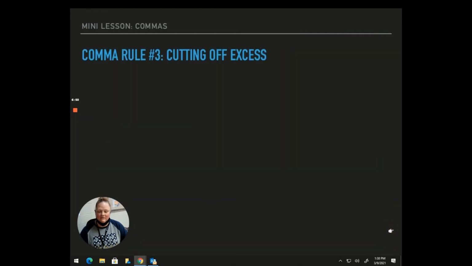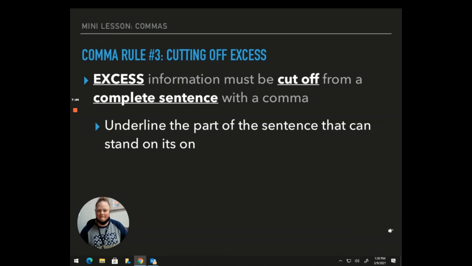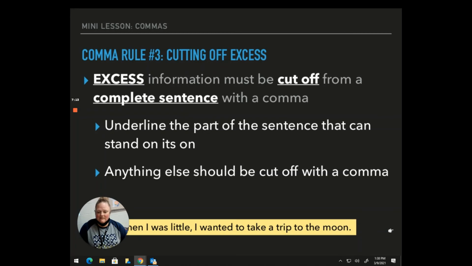Okay, comma rule number 3, cutting off excess. Commas cut off excess information from the rest of the sentence, okay? Excess information must be cut off from a complete sentence with a comma. If it's excess, cut it off with that comma. Underline the part of the sentence that can stand on its own. Anything else, cut it off with the comma. When I was little, I wanted to take a trip to the moon.